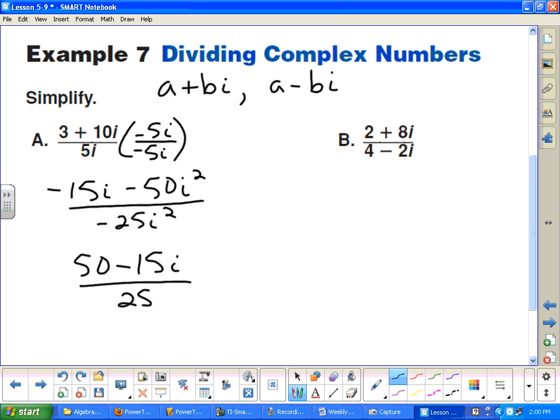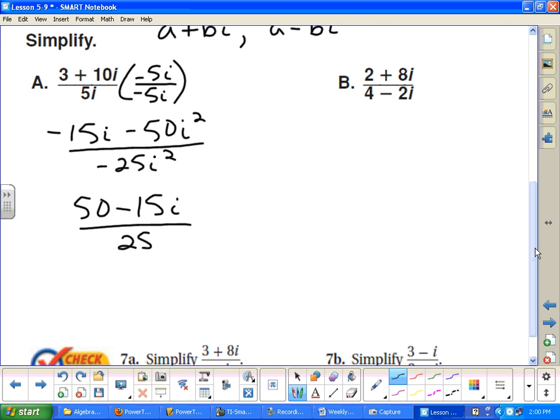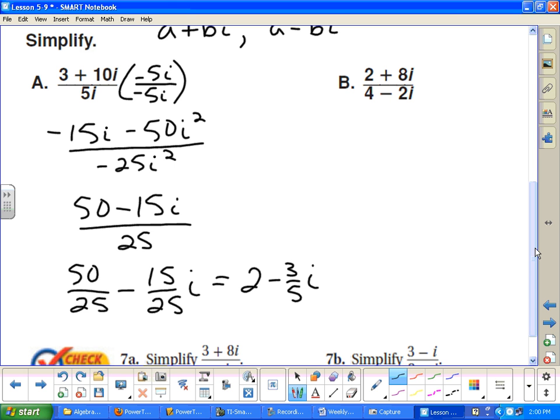Now, when you do these, you have to pull it apart, because it has to be in a plus bi form. So when we pull it apart, that means we're going to have 50 over 25 minus 15 over 25i. And then reduce the fractions. 50 over 25 is 2. 15 over 25 is 3/5. So we're multiplying by the conjugate.